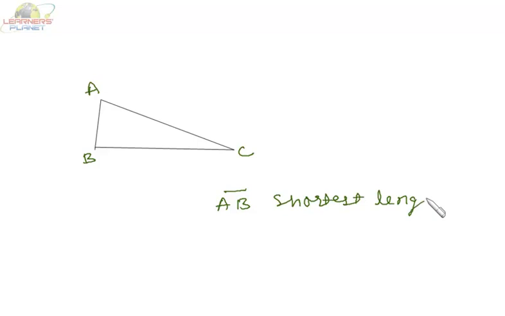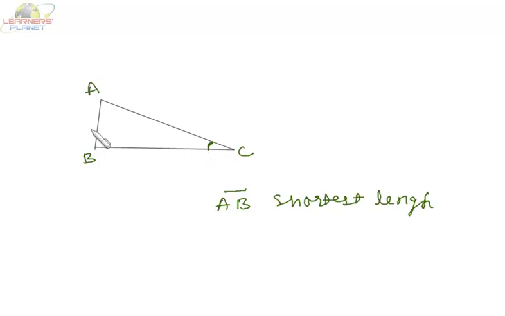Now let's discuss some more properties of a triangle. Friends, this is a triangle A, B, C. Okay, we can see that AB is the shortest length. Now if AB is the shortest length, this angle, that is the angle opposite to this side, will be smallest. Okay, that we have to keep in our mind.